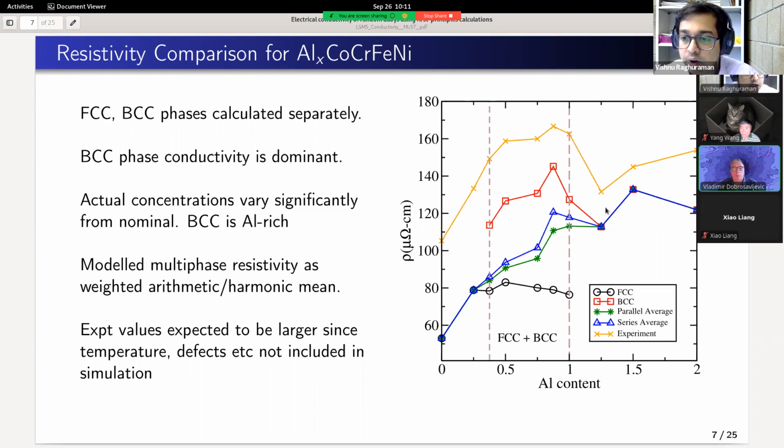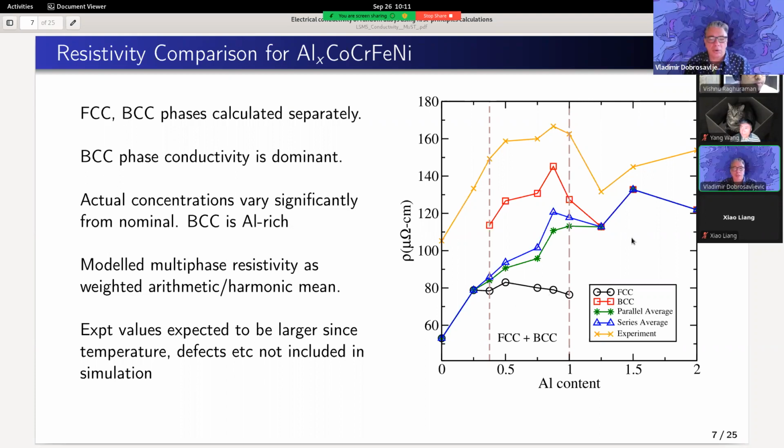And the interesting thing we found is that the FCC shows just a plateau in the multiphase region, and it has nothing remarkable there. But the BCC resistivity very closely, qualitatively closely, mimics the trends seen experimentally. Very nice. Very nice.